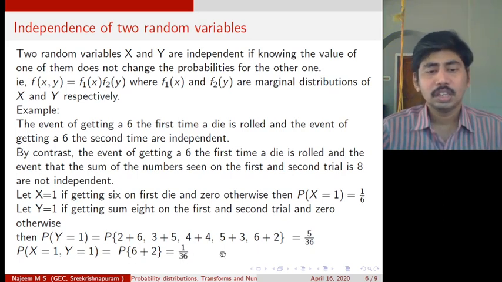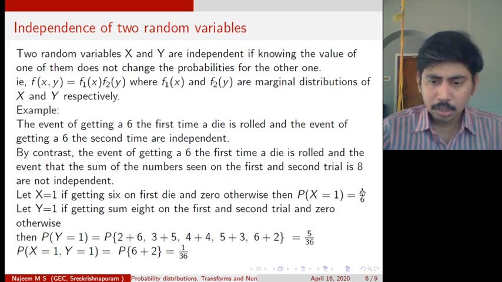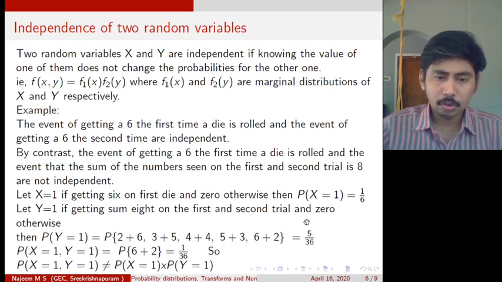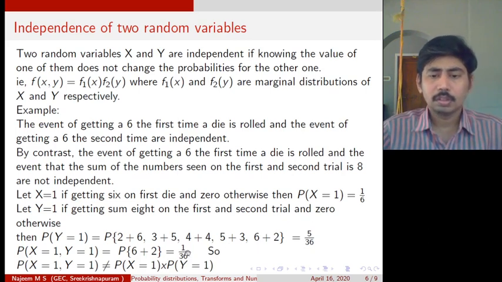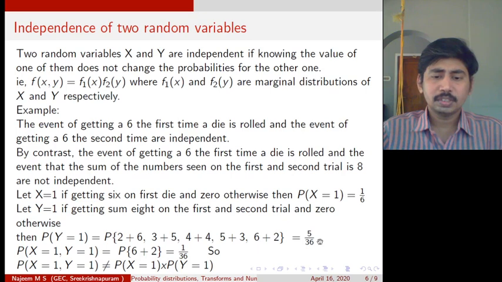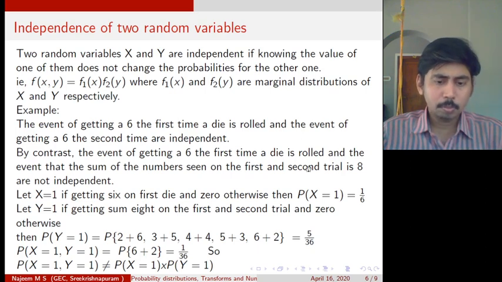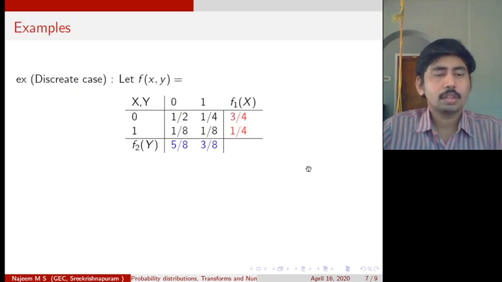So it is clear that if you multiply these two, you won't get this. 1 by 6 into 5 by 36 cannot be 1 by 36. Therefore the probability of x equal to 1 and y equal to 1 is not equal to the probability of x equal to 1 into the probability of y equal to 1.